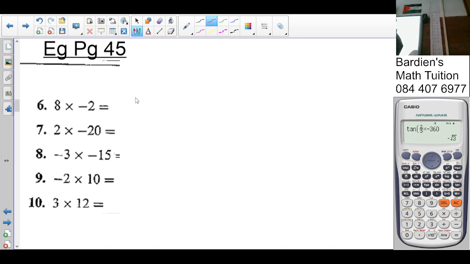8 times negative 2 is negative 16. You all agree with that? Alright, next. Negative 40. You all agree with that? Alright, Mika? We wait for you. We must try to locate if there's any misunderstanding.